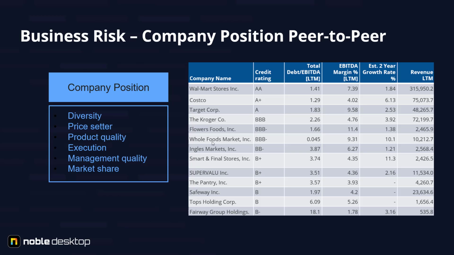And then if we take a look into Whole Foods Market, it's BBB minus rating. You can see that the debt to EBITDA ratio is very low, which is great. EBITDA margin is pretty high, which is amazing. 2-year growth rate is high as well, but it just has a lower revenue for the last 12 months and is rated low as well. So we evaluate both actual values for the revenue and profit and are looking into financial ratios in the peer-to-peer analysis to come up with a credit rating.